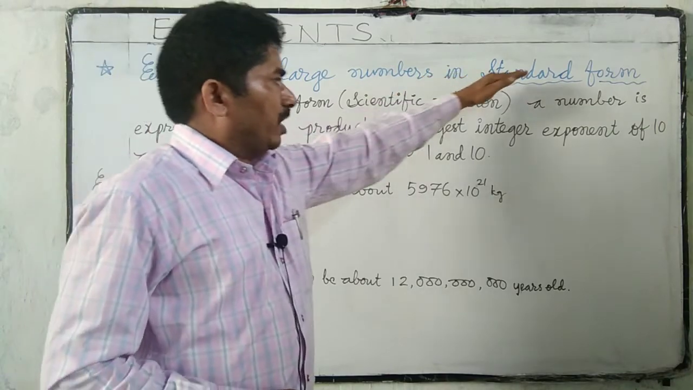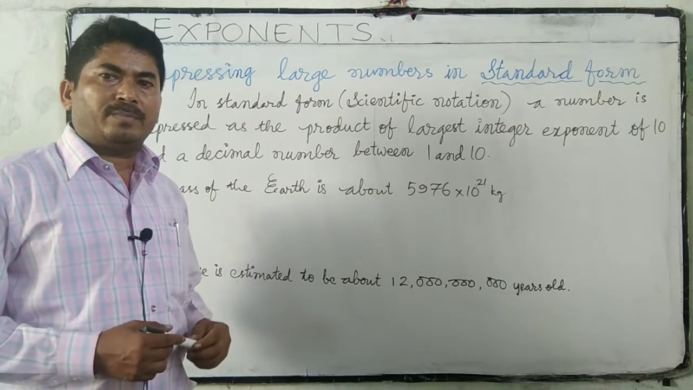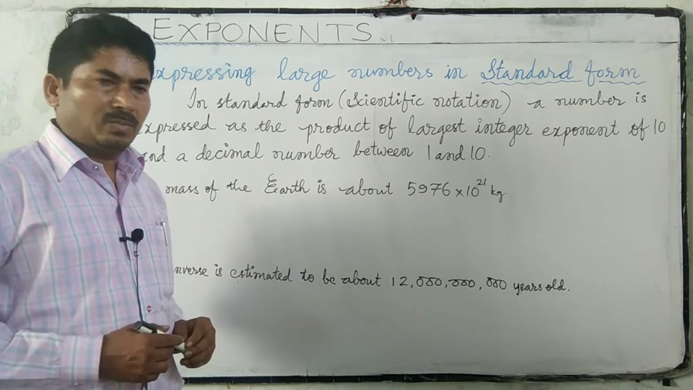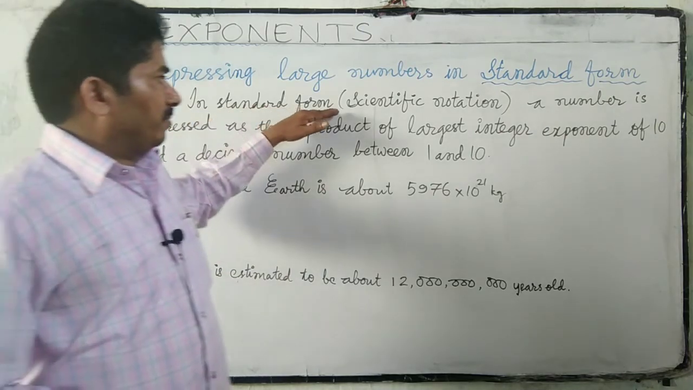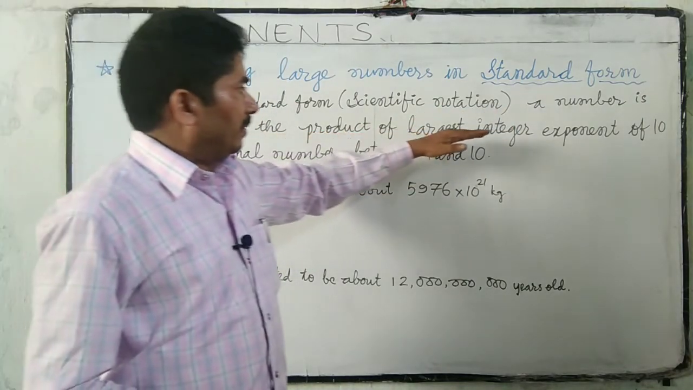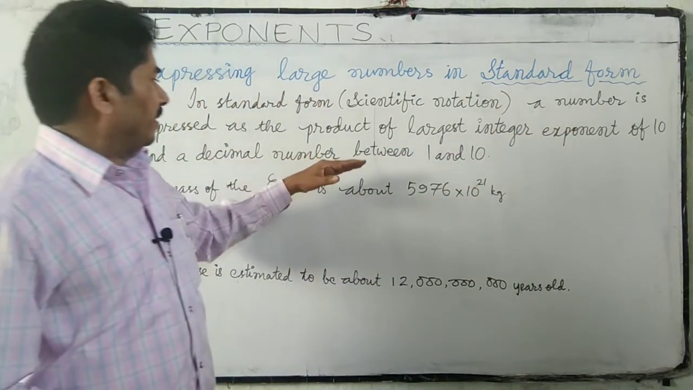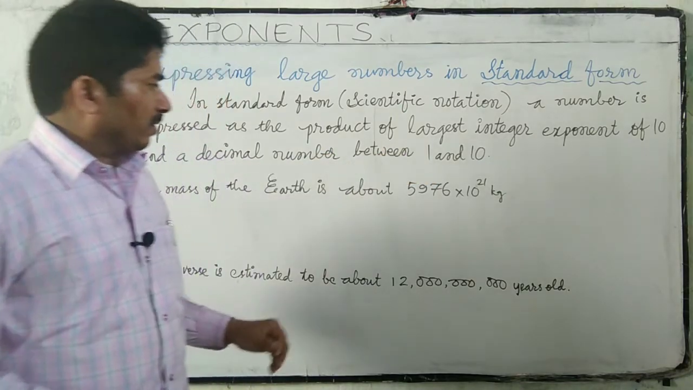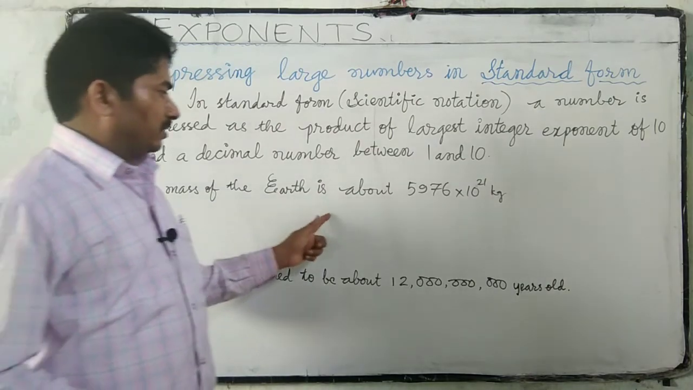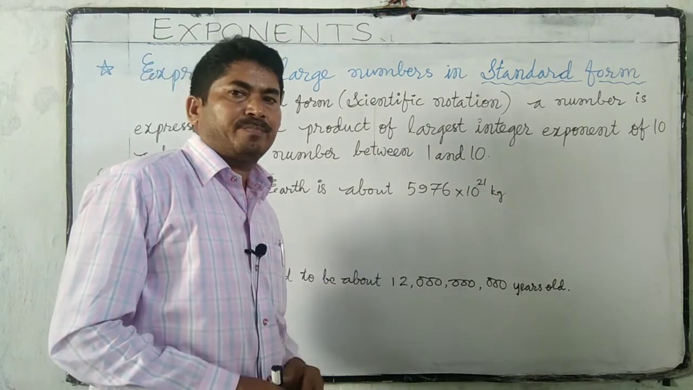Expressing large numbers in standard form. To express large numbers in standard form or scientific notation, here we have a concept. Let us observe. In standard form or scientific notation, a number is expressed as the product of a large integer exponent of 10 and a decimal number between 1 and 10. Here we have one example. The mass of the earth is about 5976 into 10 to the power 21 kg.